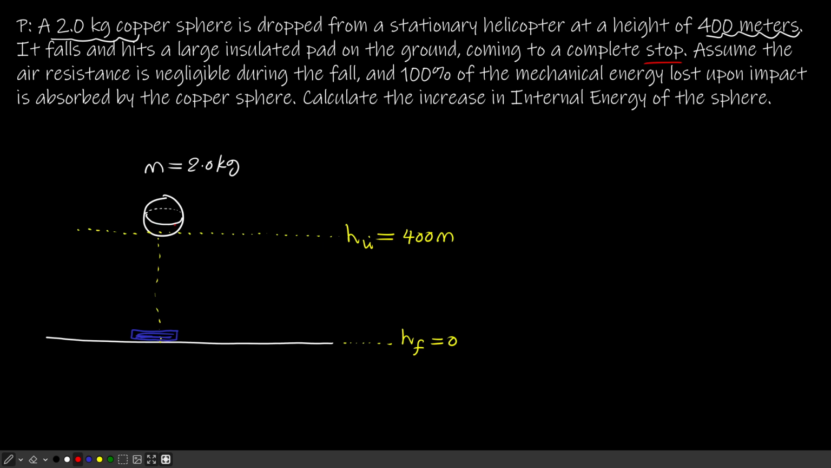So initially, before dropping the copper sphere, what is its initial speed? Of course, 0. The initial speed is 0 because we are just holding it at that moment. Now, as it hits the ground, its velocity is also 0. So v final is also 0.